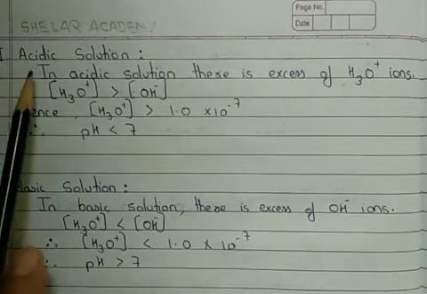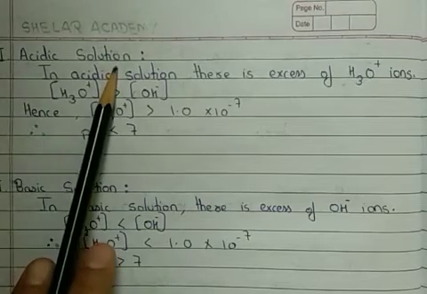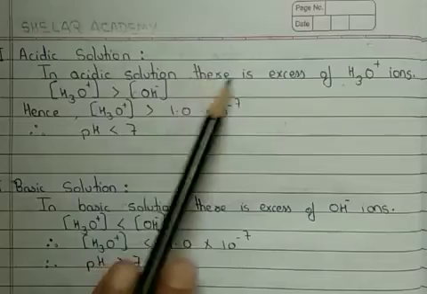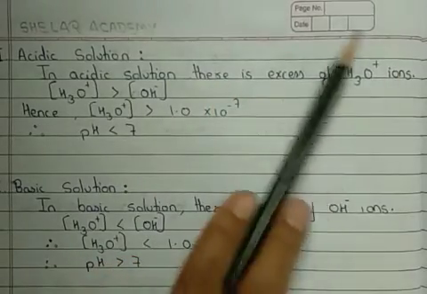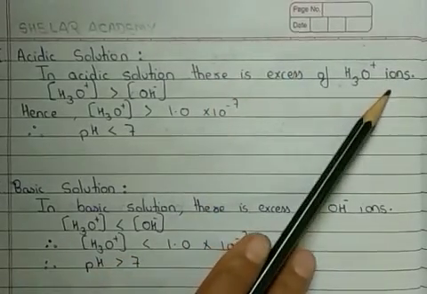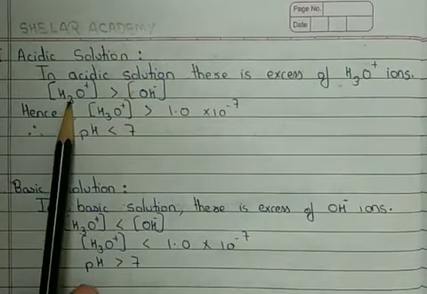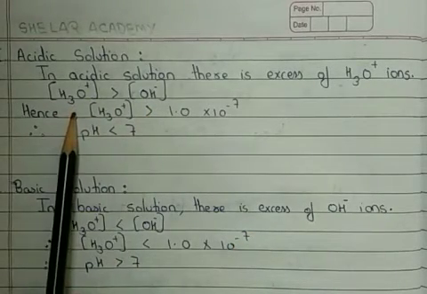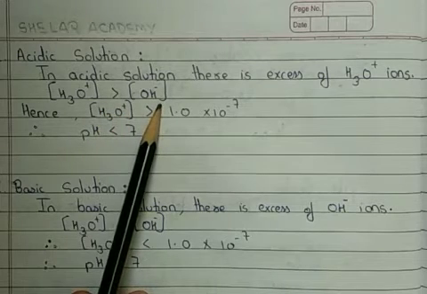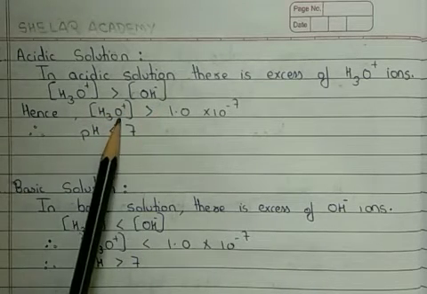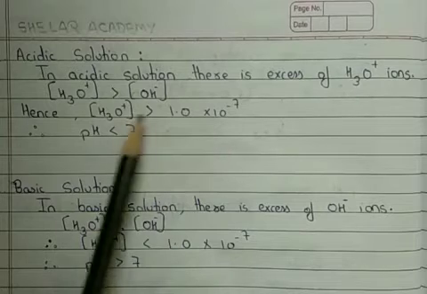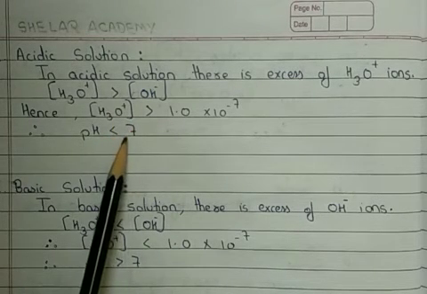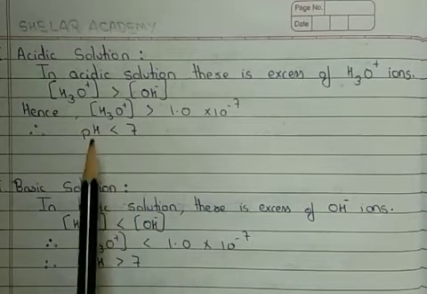The second one we have to see is the acidic solution. When we say that the given solution is acidic, in an acidic solution there is an excess of hydronium ion concentration, means H plus ion concentration. So if I compare the concentration of hydronium ion and hydroxyl ion, the concentration of hydronium is greater than hydroxyl ion. So as the concentration of hydronium ion is greater, if I apply my pH formula, that is minus log to the base 10 of the H plus ion concentration.